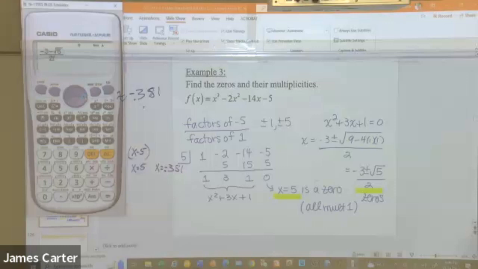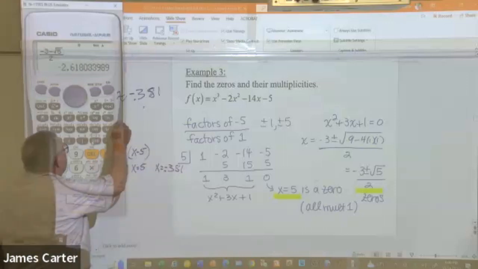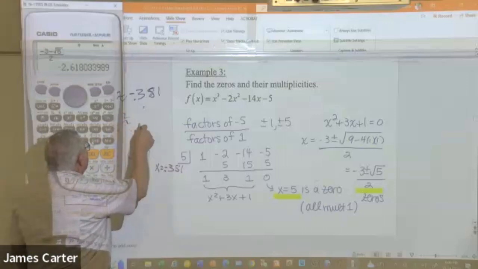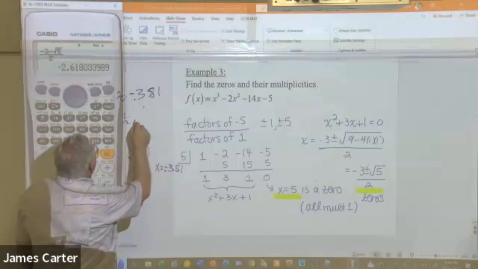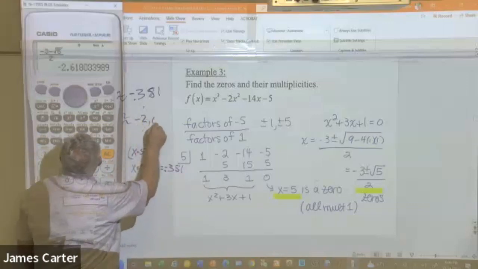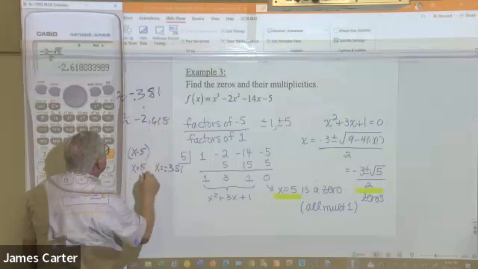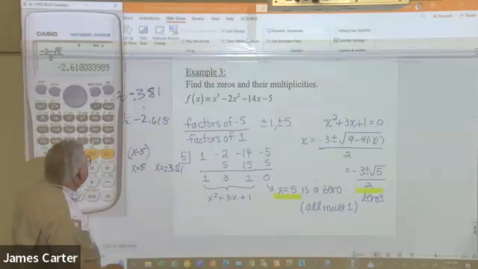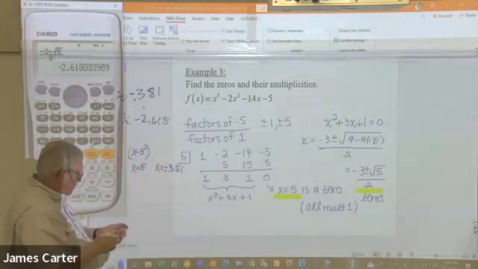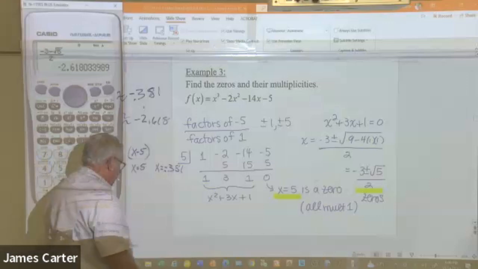Okay, now I can do it. Equals, and standard decimal. And this time I get approximately negative 2.618.